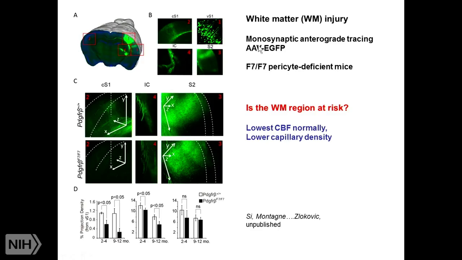So we've done monosynaptic anterograde tracing using AAV-EGFP in barrel somatosensory cortex, and then determined the overlapping on the contralateral cortex monosynaptic pathways, also sensory motor cortex 2, and internal capsule. As you can see, there is a dramatic reduction of these connectivities through the corpus callosum very early, at 2 to 4 months, and that is progressive with age.